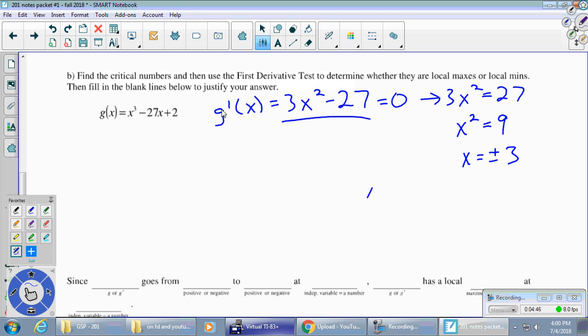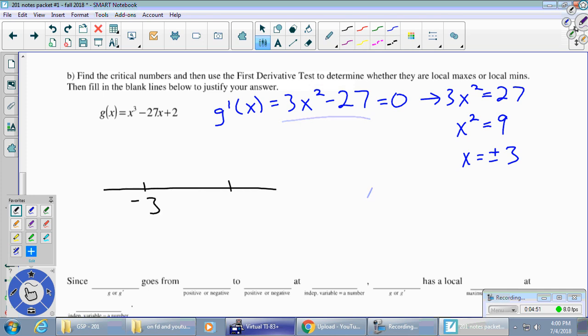Okay, and so we're going to do our sign test. I've got -3, I've got +3, and there should be no other numbers on that number line. Do not put 0 in there. It's just going to make it confusing. Just the critical points, and that is all. And we're going to label this thing with the function that the -3 and 3 came from, which was not g, it was g prime. That's where it came from. And then we're going to pick numbers that are inside of these intervals, less than -3, between -3 and 3, and then bigger than 3.